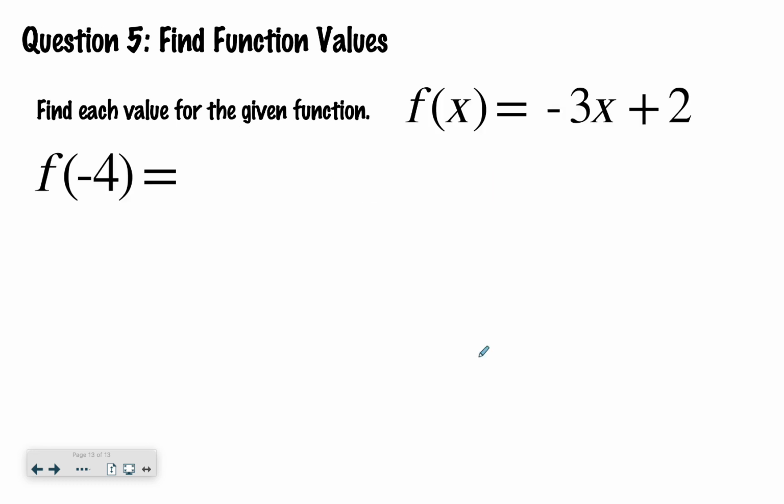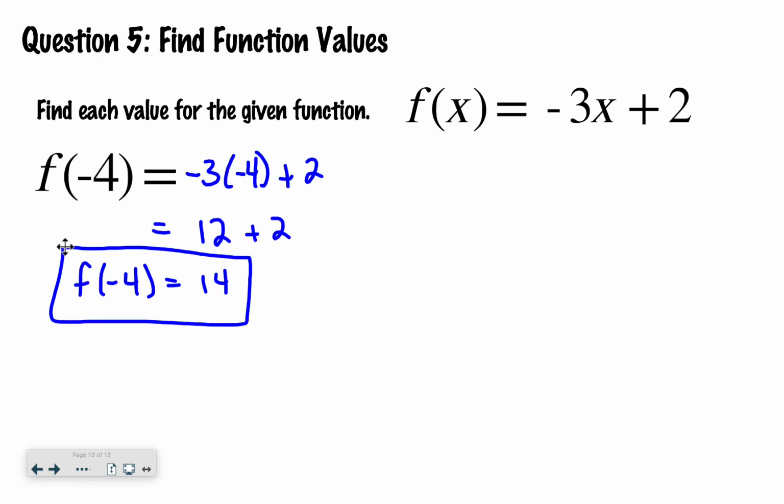I want you to try this problem on your own. f of x equals -3x plus 2, and I want you to find f of -4. Good luck. All right, for this problem, hopefully you plugged in -4. You said -3 times -4 is +12, and +12 plus 2 is 14. So f of -4 equals 14.